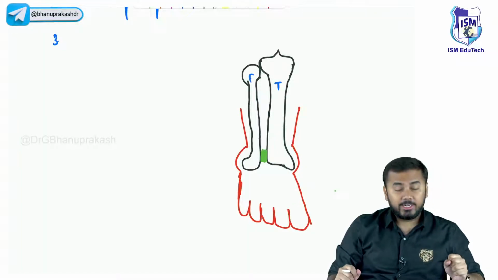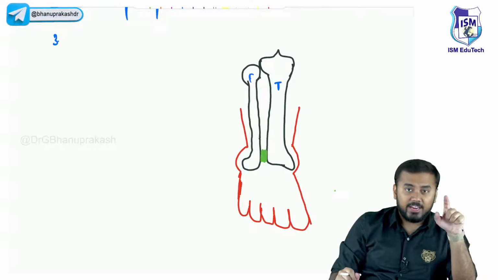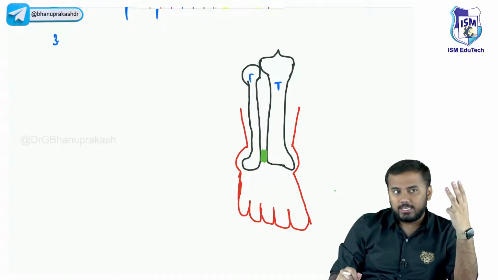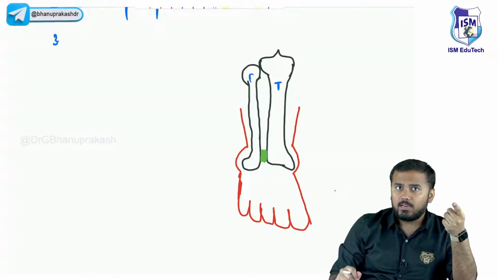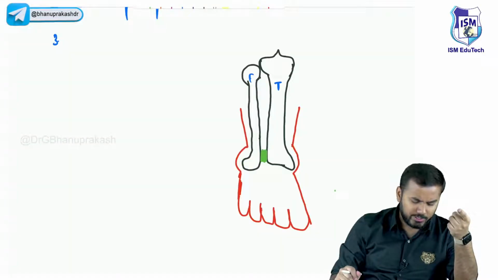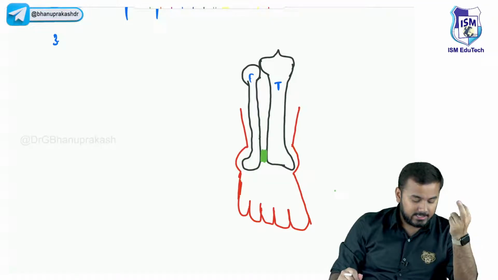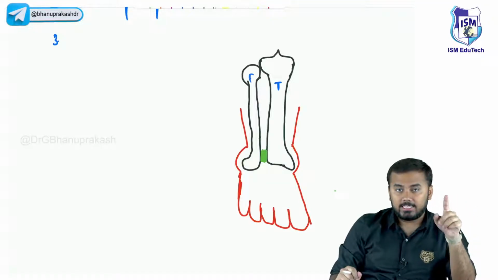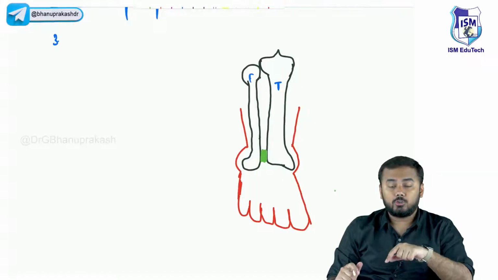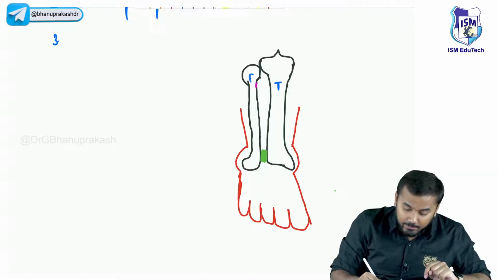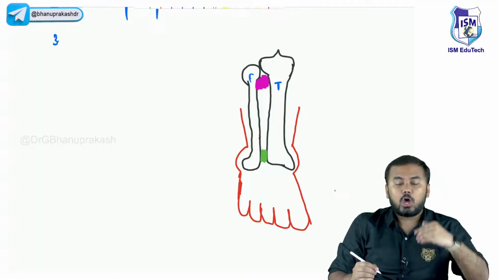I have mentioned it in fibrous joints, right? In fibrous joints, I told you there are three different types of joints: sutures, syndesmosis, gomphosis. In syndesmosis, the example I have given is the inferior tibiofibular joint. Now I am giving you another example, the same joint on the top.